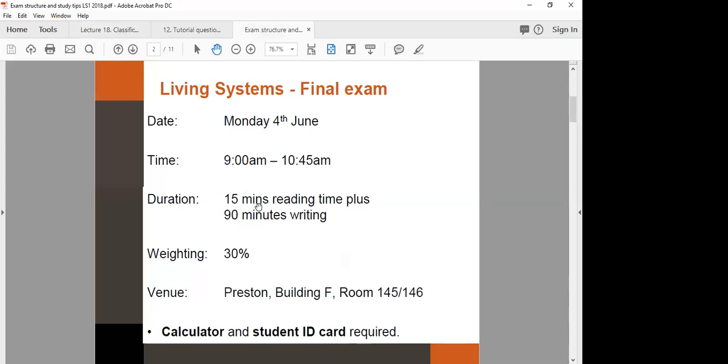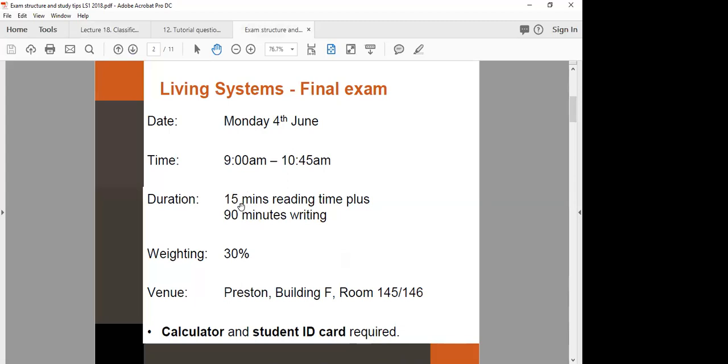All right, let's talk about reading time. So you've got 15 minutes in which you should not touch any of your pens or pencils. If you do, the invigilators will get very upset. So just keep that in mind. Often you're just busy concentrating on reading the exam and you happen just to pick up a pen. Don't be surprised if the invigilator is straight over to you saying, put that down.